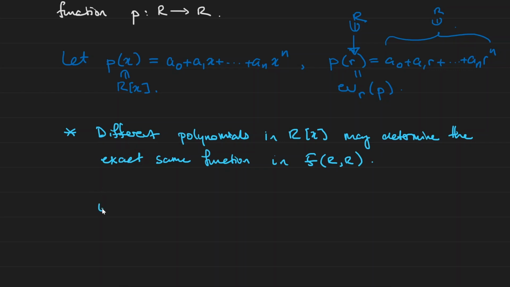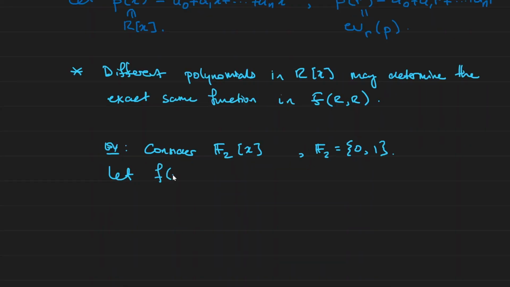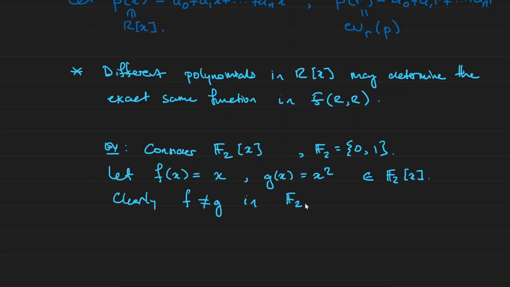So to see an example of this, we're going to consider the ring of polynomials over the field of two elements. So this is F2 of x. So F2, if you don't remember what that is, that's just the set with 0 and 1. There's only two elements in here. And we're going to let f of x be equal to x, and we're also going to let g of x be equal to x squared. And both of these lie inside of F2 of x, the polynomial ring over the field with two elements. So clearly, f is not equal to g inside of this ring.